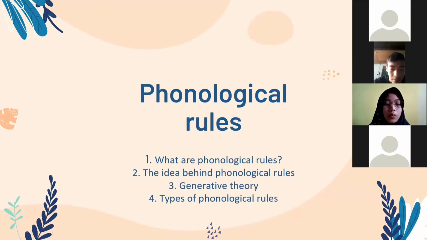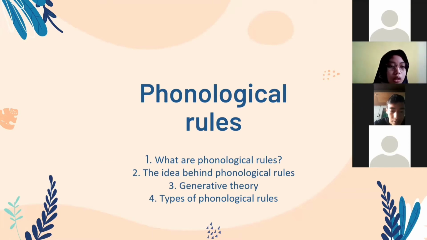Okay, I will explain phonological rules. Phonological rules are composed of eight types. What are phonological rules? Phonological rules are part of communication through language, whether spoken or written, and knowing what they are and why they exist can help us better understand our world.